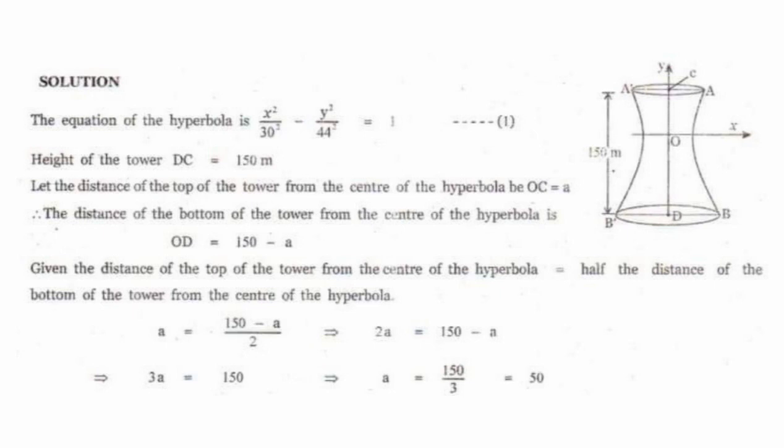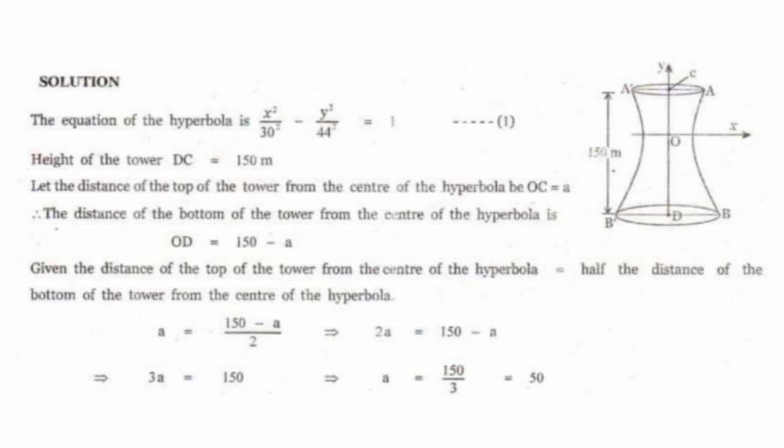So here is our solution. The equation of the hyperbola is x squared over 30 squared minus y squared over 44 squared equals 1. The height of the tower DC is equal to 150 meters. Let the distance of the top of the tower from the center of the hyperbola be OC equals A. The distance of the bottom of the tower from the center of the hyperbola is OD equals 150 minus A. Given the distance of the top of the tower from the center of the hyperbola equals half the distance of the bottom of the tower from the center of the hyperbola.